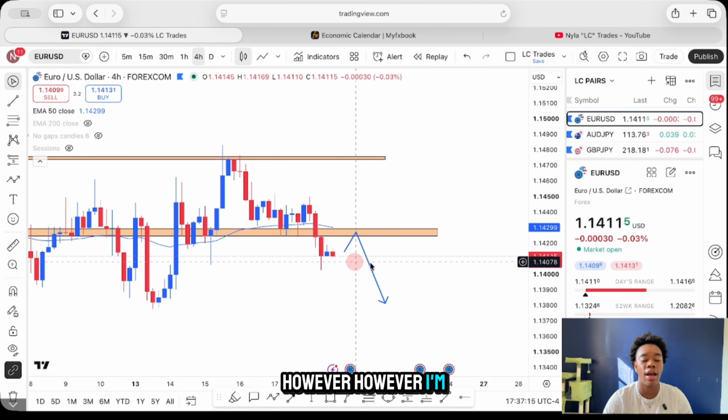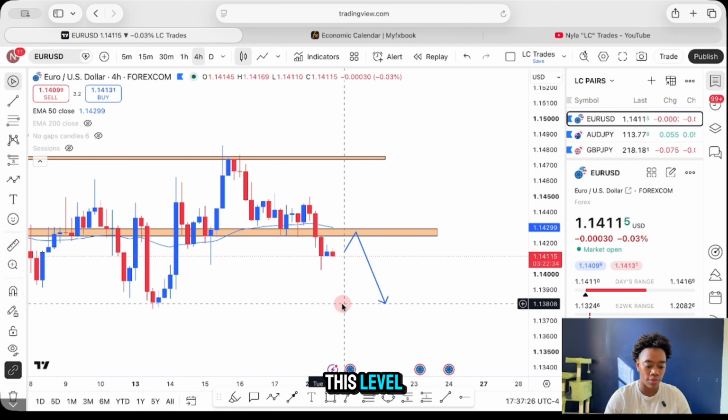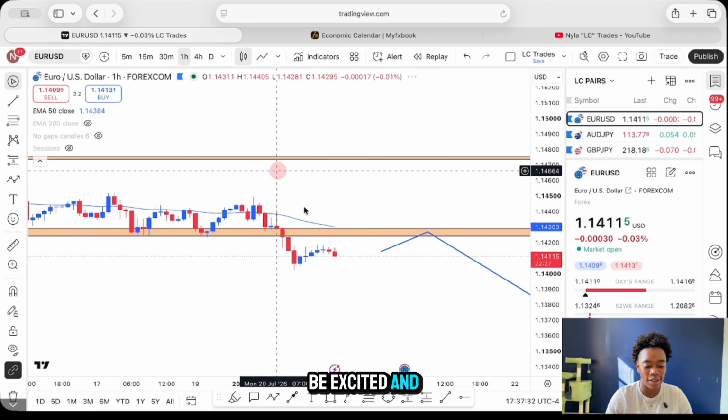However, I'm only going to take this setup if and only if we can retest this area right here. If we don't retest it and it continues to go down, it's probably just going to go down and tank to this level, and that's fine. However, if we do get a retest now, we're going to be excited and we're going to get into that joint.